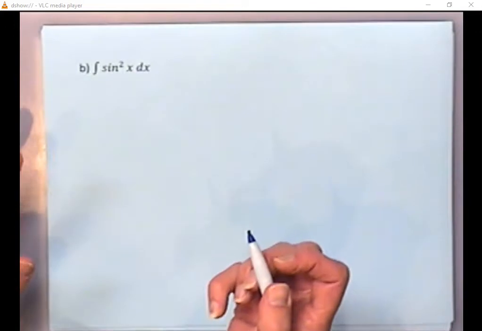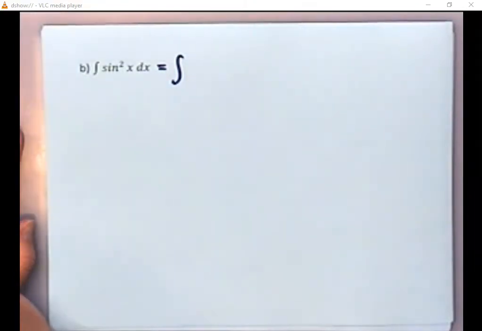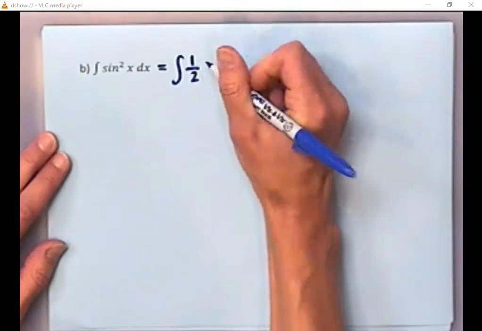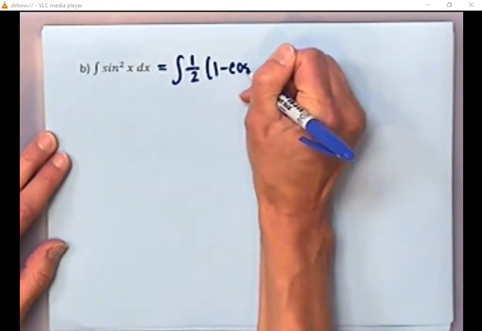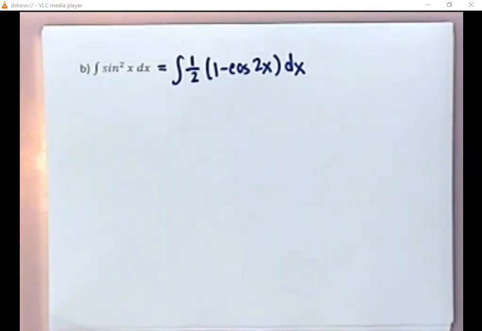Okay, let's try that. So let's try to use the power reducing, because we do have one for sine squared. See if that form puts it into something that's a little easier for us to use. So sine squared is equal to 1/2 times 1 minus the cosine of 2x dx. In this form, does it look like something I could integrate? What do you think?